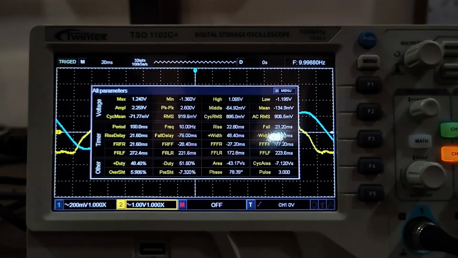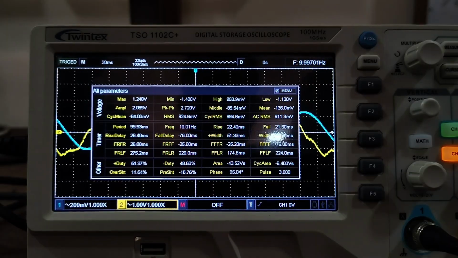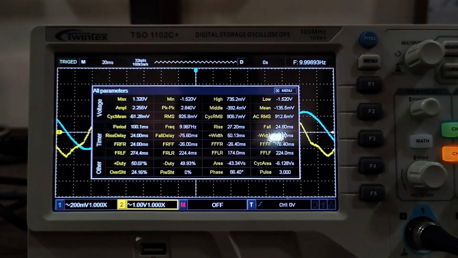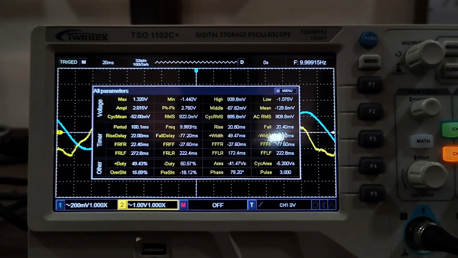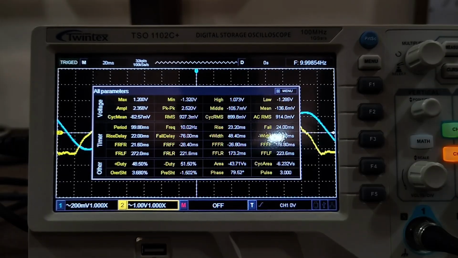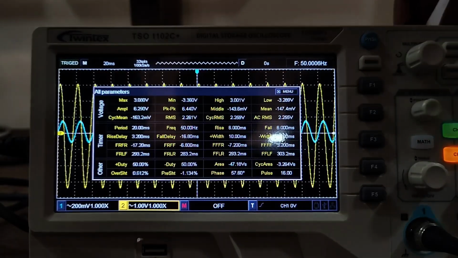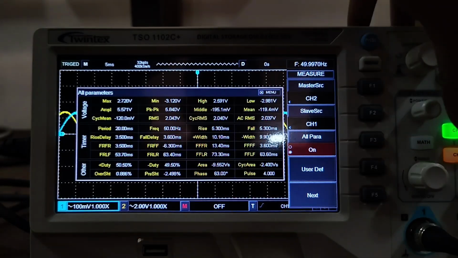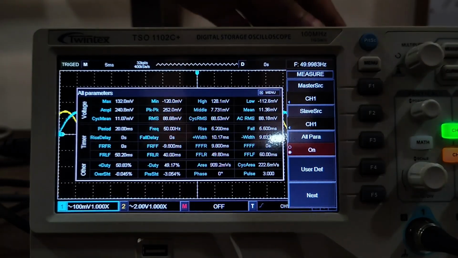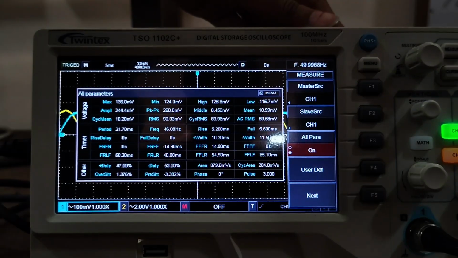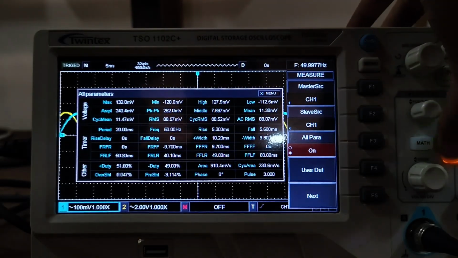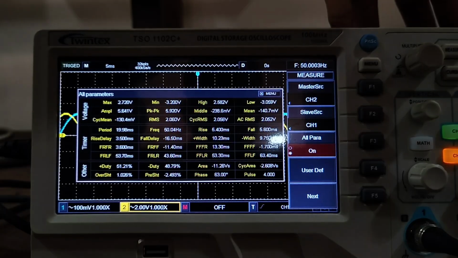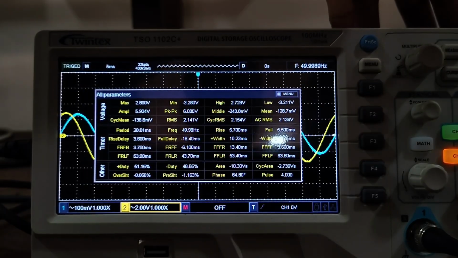Now we will take a frequency at 50 Hz. So if we take the frequency at 50 Hz, then our output will be shown in the oscilloscope here. So if we see the output here, channel 1 shows 260 millivolt peak to peak, and channel 2 shows that peak to peak is 5.92 volt.